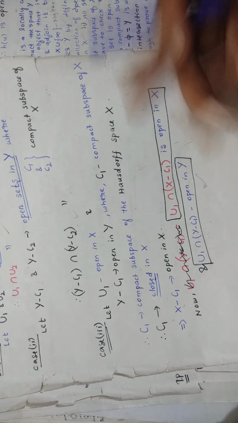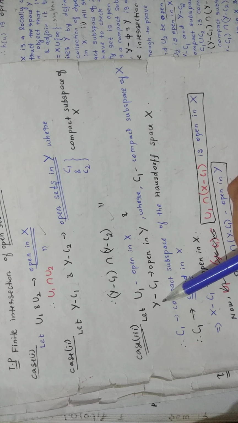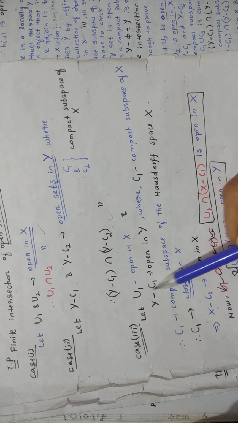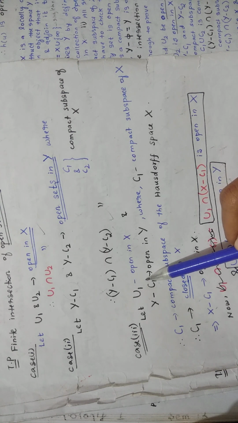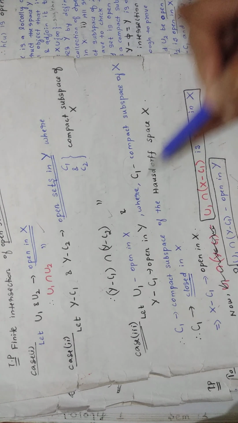That U1 is open in X. You know that from here, U means open in X. So U1 is also open in X. You know that Y minus C1 will be open in Y. Is there any confusion? And you know that this C1 will be an open subset of X. Is that clear? Okay. Now you are writing about this C1 here.